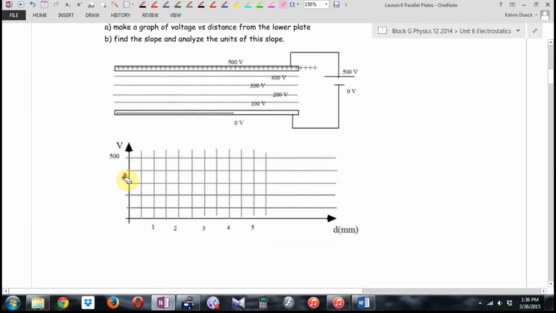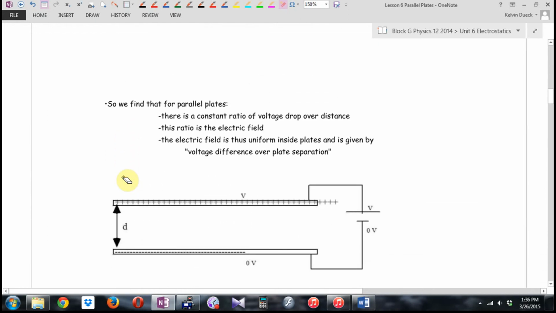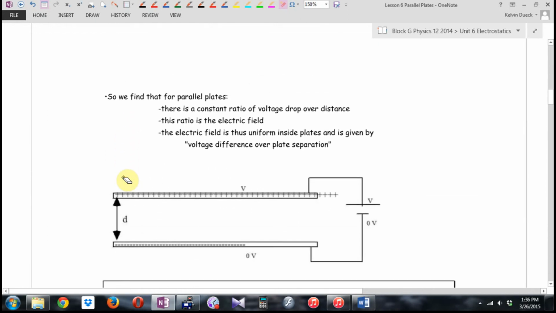If we were to graph this, we would find something kind of cool. I'm going to skip that in the interest of time, and I'm going to say, here's what you would find. You would find that the voltage drop ratio is constant over distance. And here is the key. It turns out this ratio is the electric field. The electric field between parallel plates is constant.